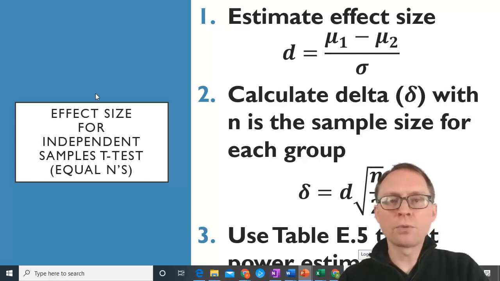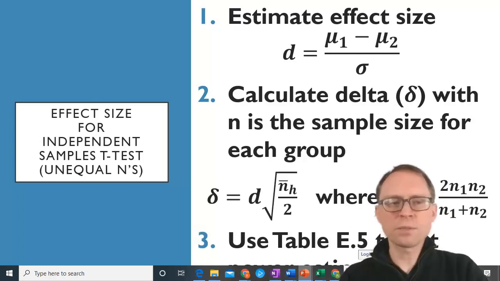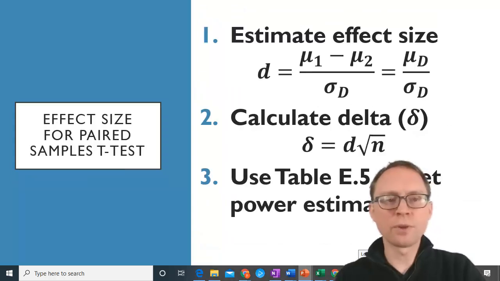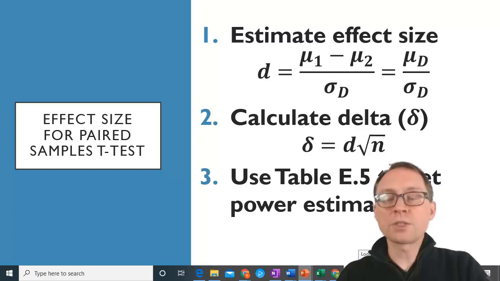Let's go ahead and move ahead to the paired samples. Sorry, I went too far. Let's go ahead and go to the effect size for a paired samples t-test.